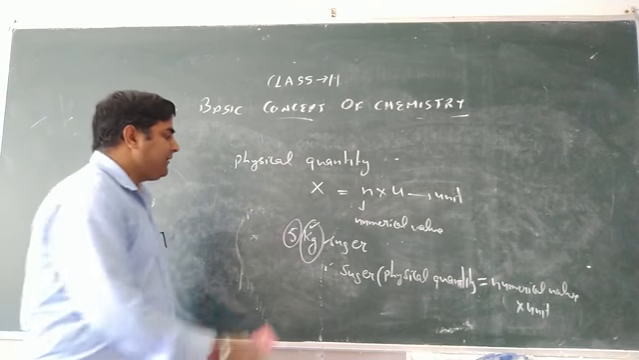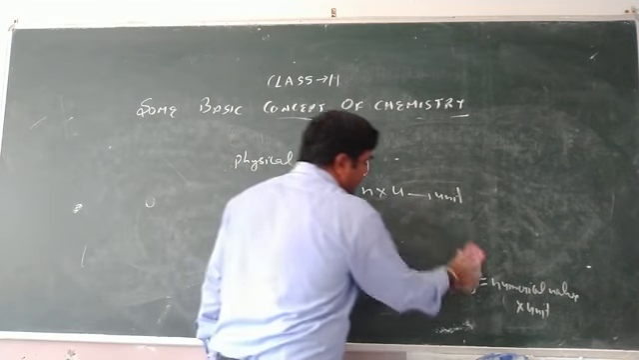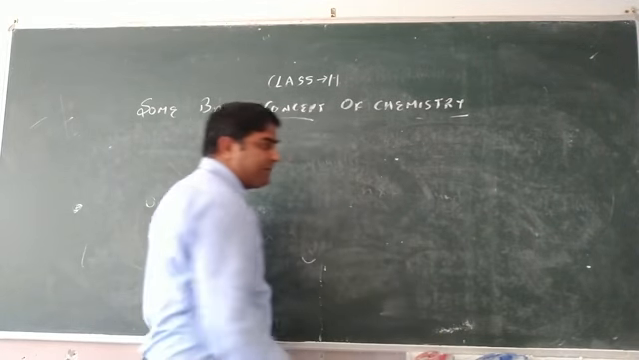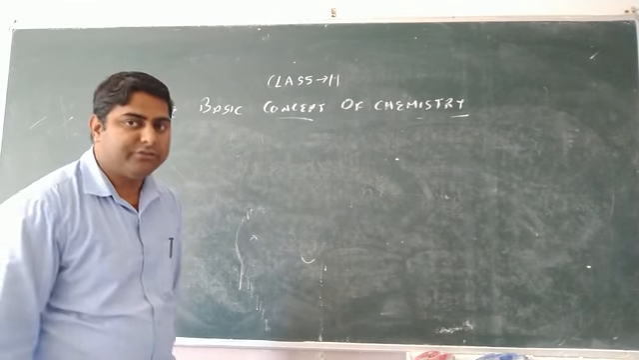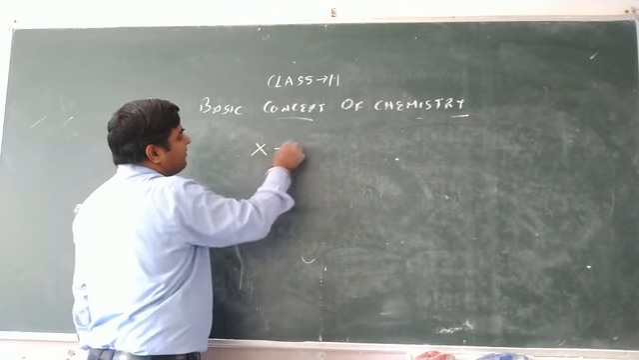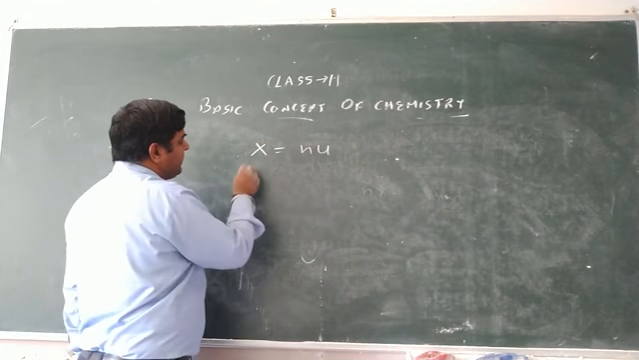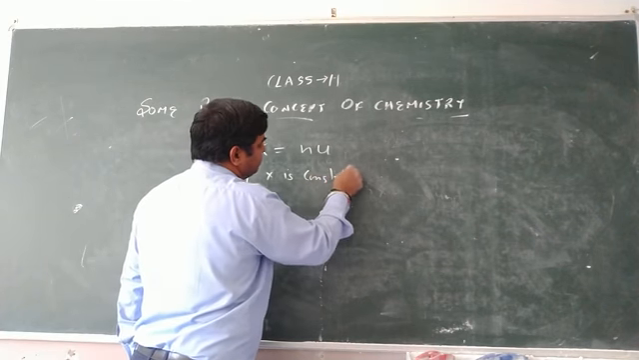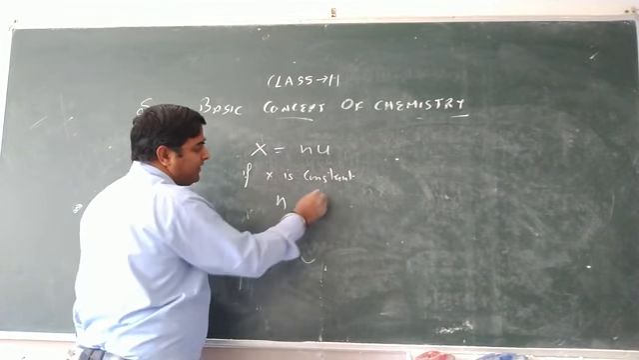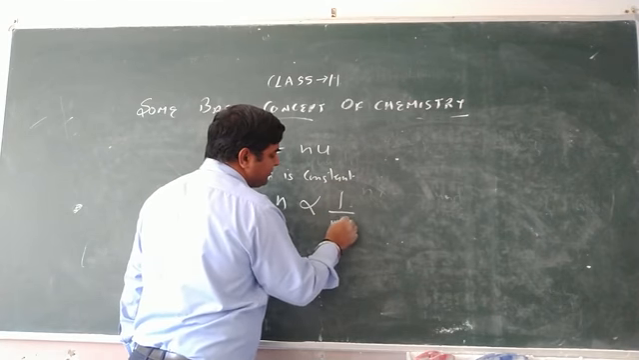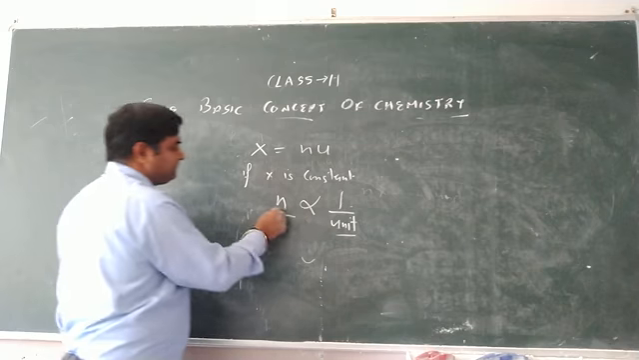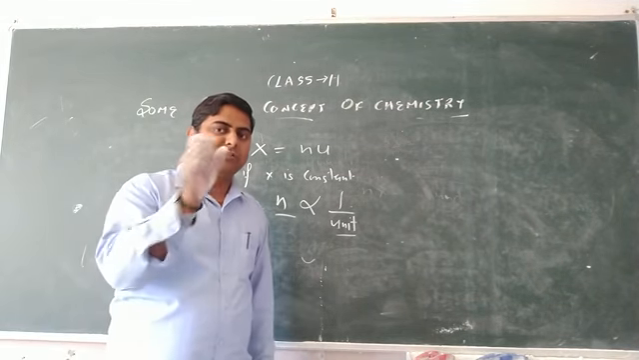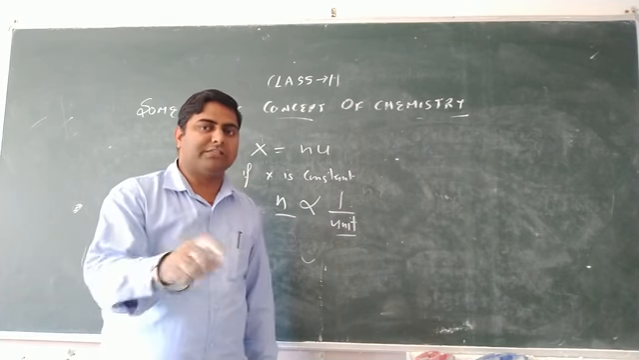Now, one very important case. If the physical quantity is constant, then what is the relation between numerical value and unit? X is equal to nu. If X is constant, then numerical value is inversely proportional to unit. Greater the unit or bigger the unit, smaller is the numerical value, and vice versa.